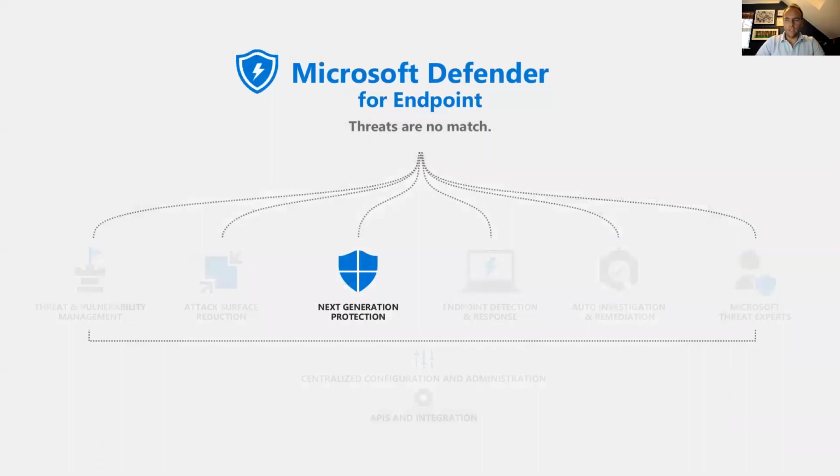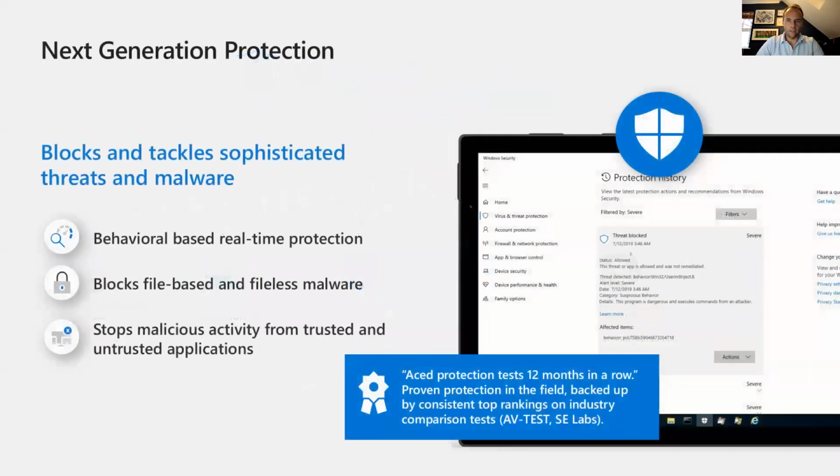Next-gen protection. So this is essentially the Defender antivirus component. The piece on the actual endpoint that hopefully will pick up any malicious activity or a malicious file that gets opened on that endpoint and block it before it starts to do any damage. That's something you can set up and configure through Intune as well.